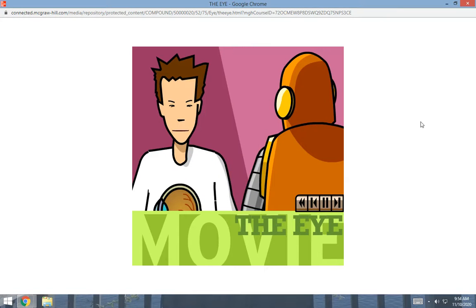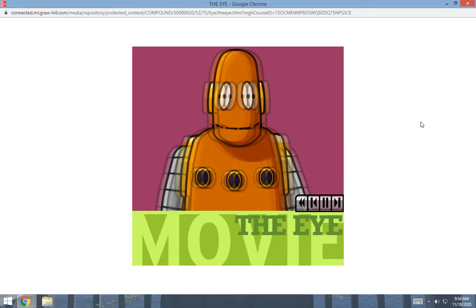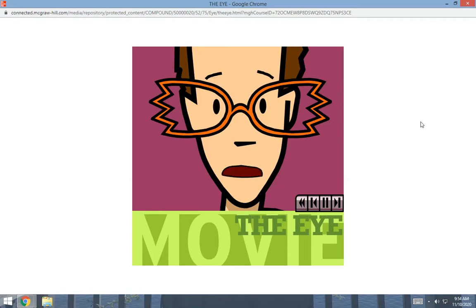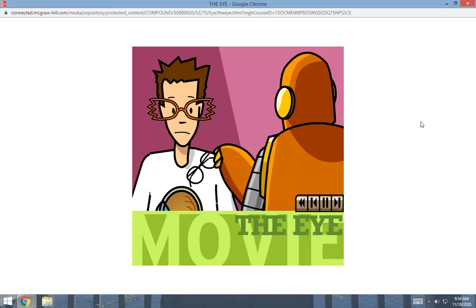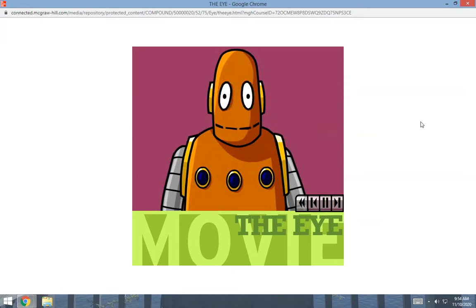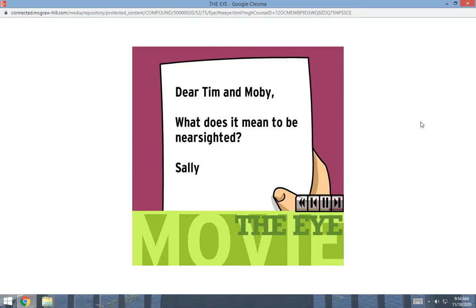Hey Moby, have you seen my glasses? I want my contacts. These aren't mine. That's more like it. Dear Tim and Moby, what does it mean to be nearsighted?